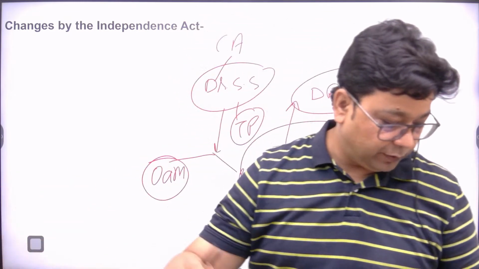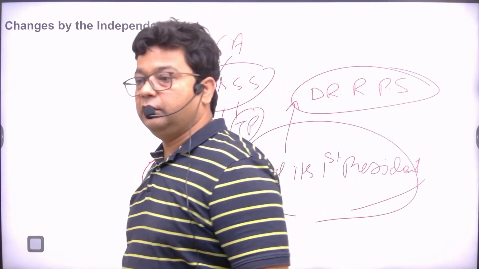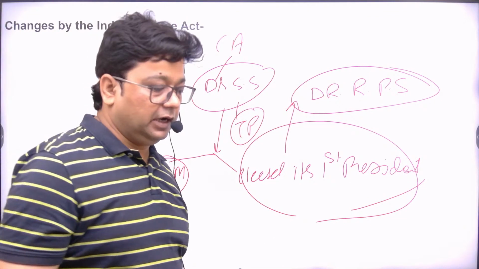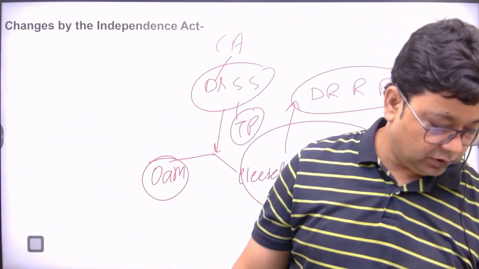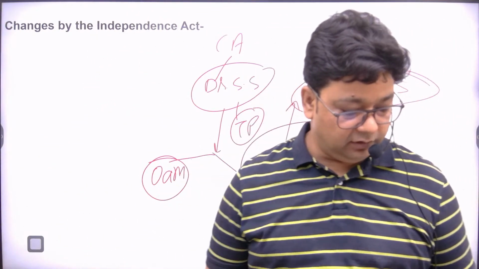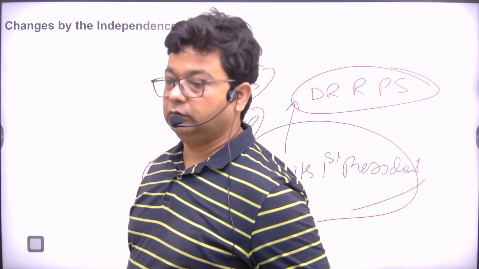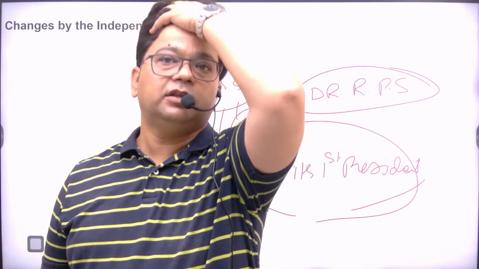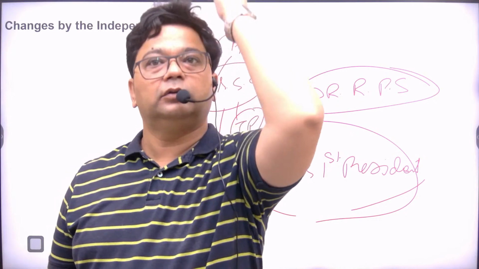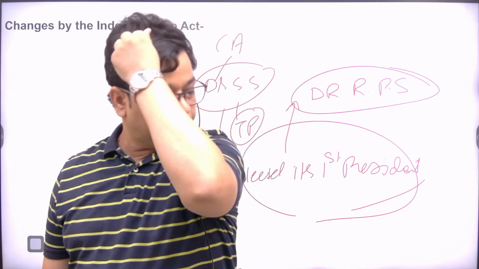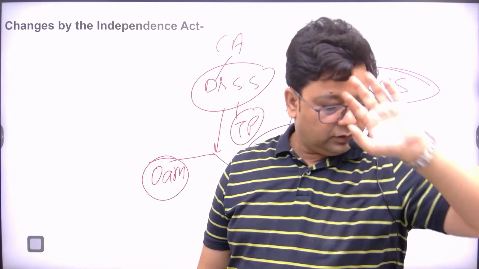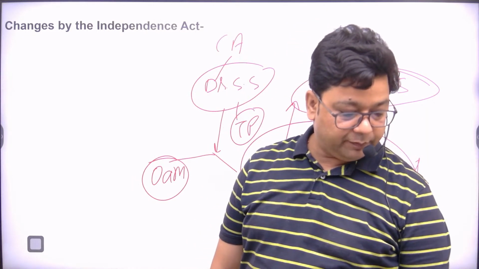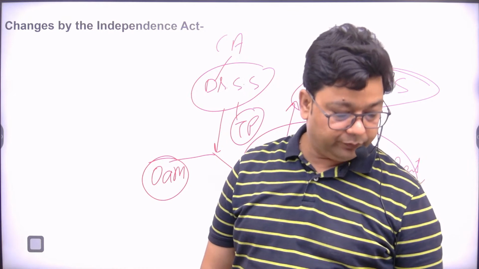Okay. Next point. On December 11, 1946, Dr. Rajendra Prasad was elected as the president of the assembly.